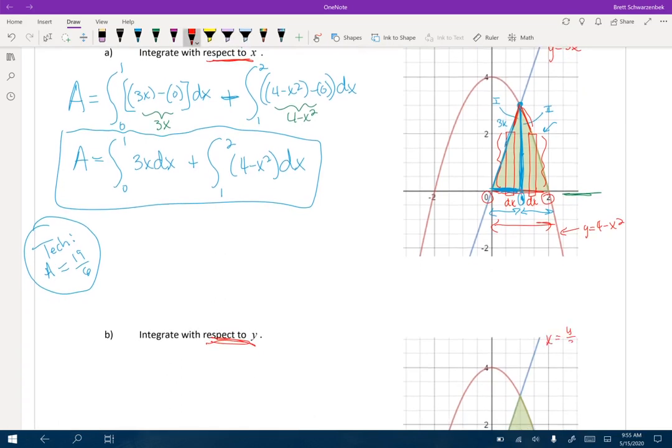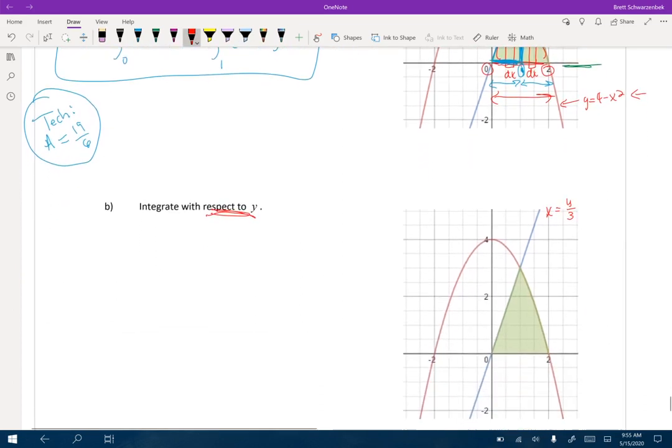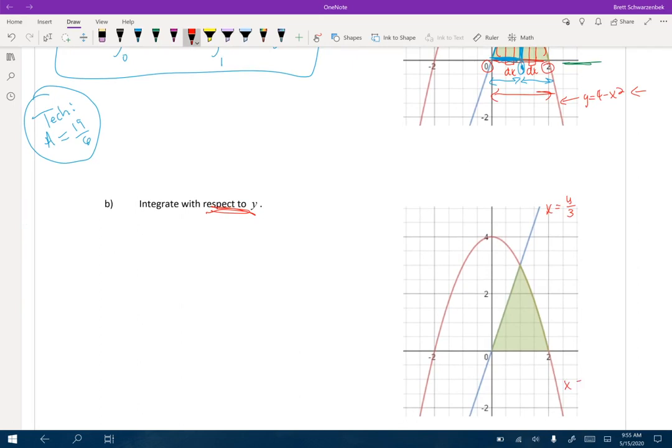Okay, so now instead of this, we have this. We're also going to have to solve for x for the curve equation. If we do that, we're going to get x is equal to the square root of 4 minus y.